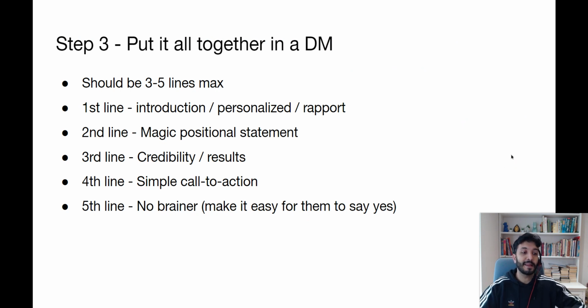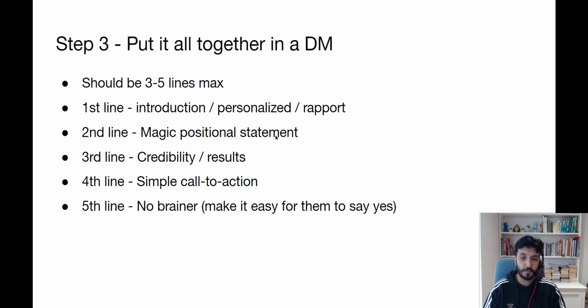Now let's put it all together in a DM. Your DM should be maximum 3 to 5 lines. The first line is an introduction, a personalized line, some rapport building that shows you're actually trying to get to know them rather than just spamming a message out there. This could be its own message first, and you wait for them to reply, and then you go into the rest of the message.